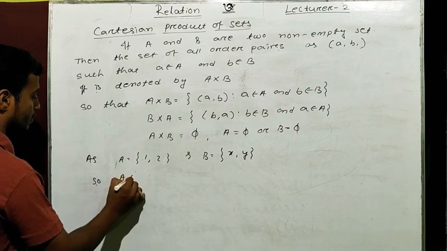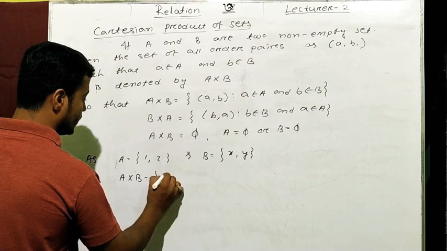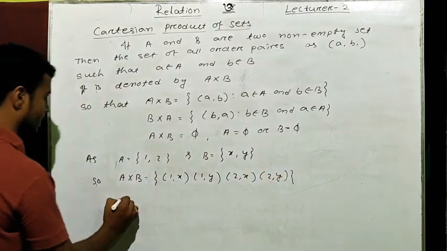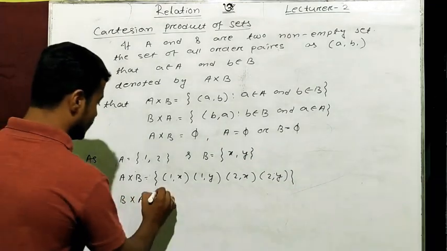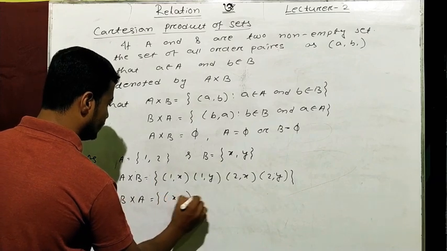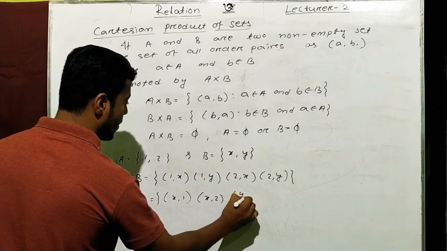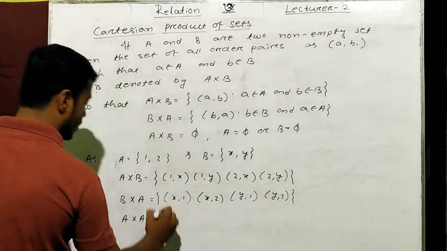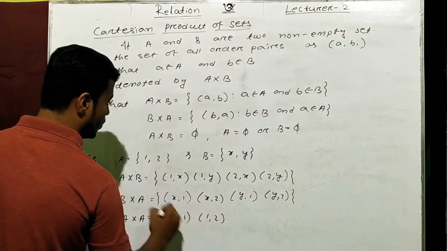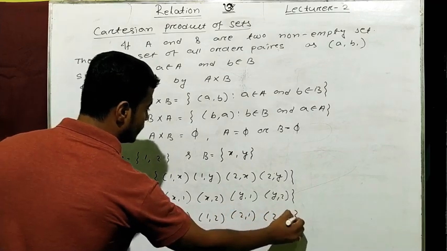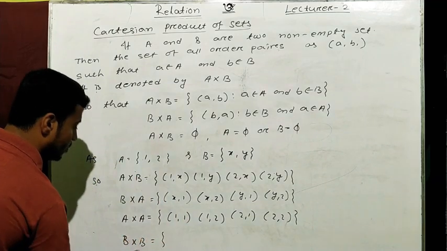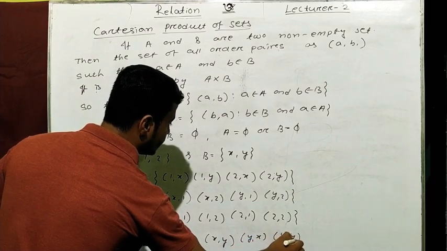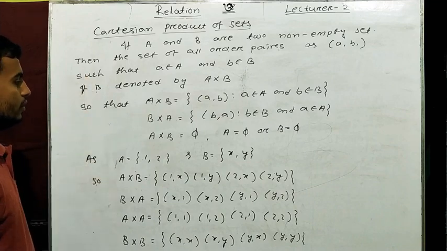So A cross B equals the ordered pairs (1, x), (1, y), (2, x), (2, y). Similarly, if we take B cross A, then it is (x, 1), (x, 2), (y, 1) and (y, 2). Similarly, we can write A cross A equals (1, 1), (1, 2), (2, 1), (2, 2). Similarly, B cross B equals (x, x), (x, y), (y, x), (y, y). So this is called the Cartesian product of sets.